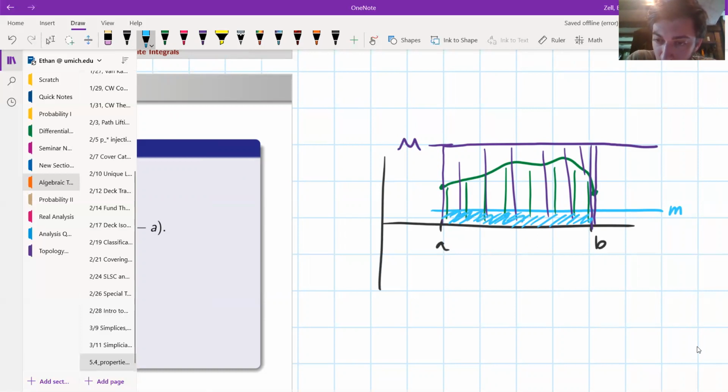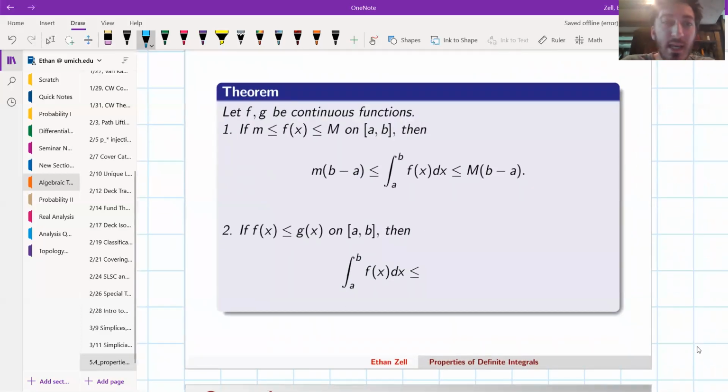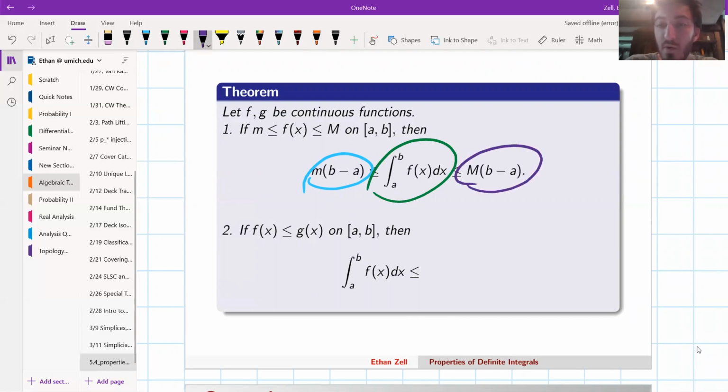Okay. So notice that the blue rectangle is entirely included in the green area, which is entirely included in the purple rectangle. So visually, this makes a lot of sense, but this is precisely what we're saying in this theorem. We're saying that this little blue area is smaller than whatever this green area is, which is smaller than whatever this purple area is. So that's all this theorem is saying. Okay.